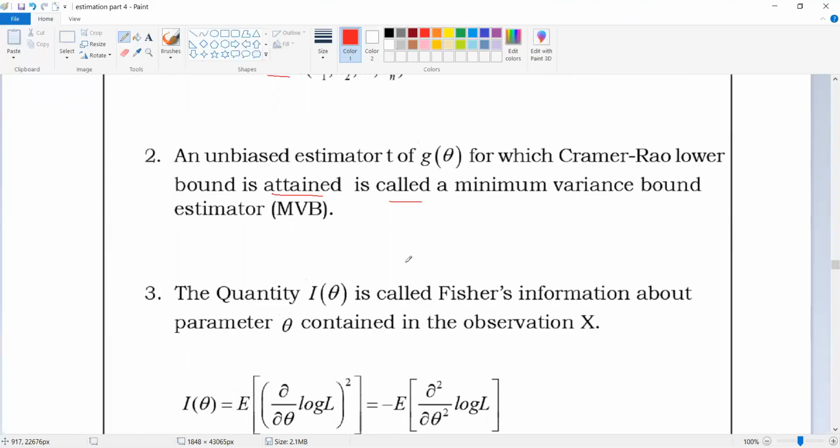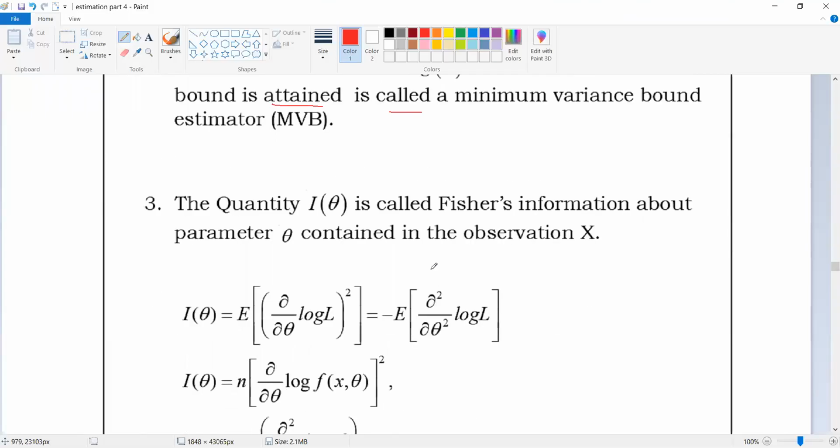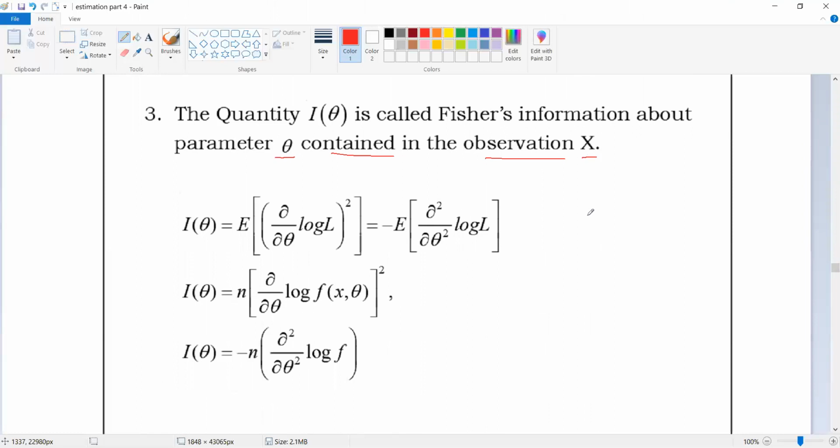That is called MVB. The quantity I(θ) is called Fisher's information about parameter θ contained in the observation X. So I(θ) is defined like this: expectation of (∂ log L / ∂θ) whole square. In terms of second order derivatives, it is minus expectation of ∂² log L / ∂θ². By applying this simplification, we get this one.